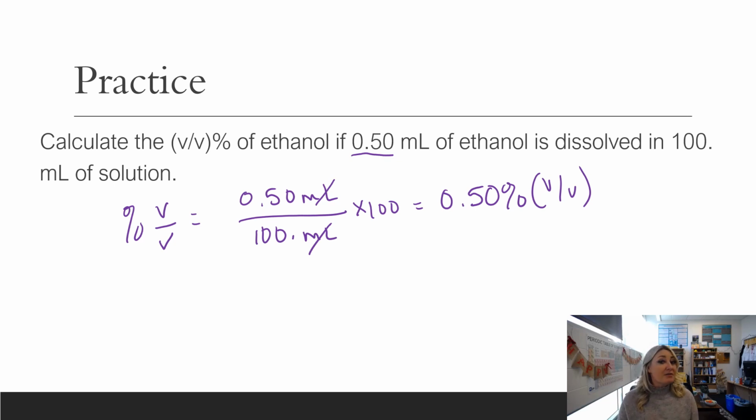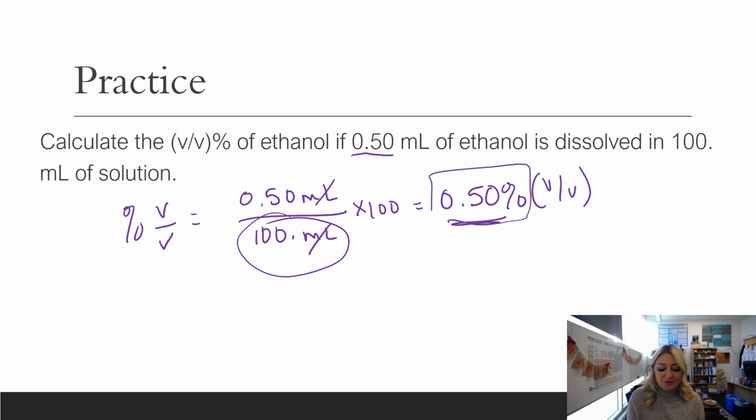You may have noticed at this point that if you're dealing with 100 milliliters of solution, your percent volume by volume or weight by volume is equal to the solute amount. If you have 100 milliliters of solution, those should be equal. So you might be able to save yourself the setup of a problem if that situation arises. You just know that they're equal.